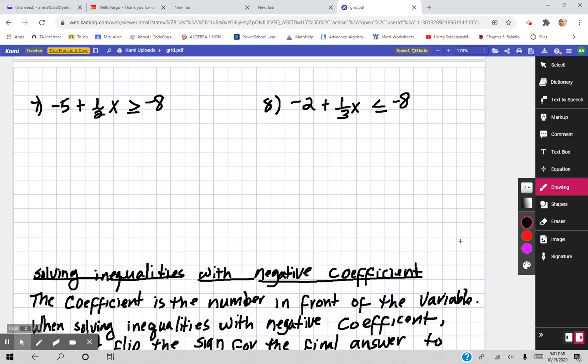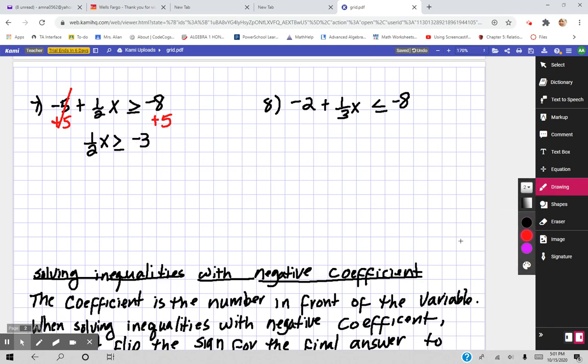Okay, number 7. We need to solve for x first. So let's add 5 to both sides to eliminate the minus 5, so we can get x by itself. So we'll have 1/2 x is greater than or equal to negative 8 plus 5. That's negative 3.